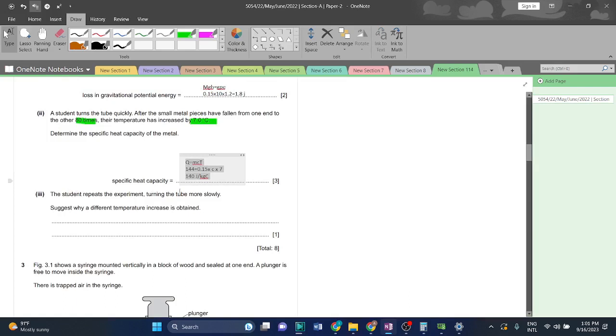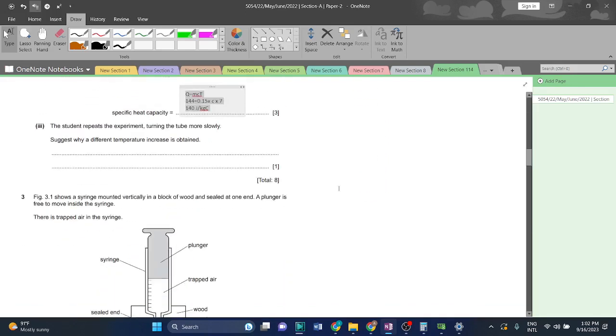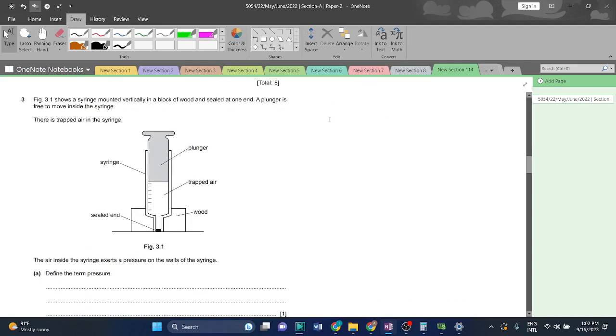The student repeats the experiment, turning the tube more slowly. Suggest why a different temperature increase is obtained. That is because there will be more time for the heat loss. ठीक है ना? And it will have more time for the metal to cool down. Less kinetic energy because the tube is being turned more slowly. That is why less kinetic energy will be produced. सो आगे चलते हैं.